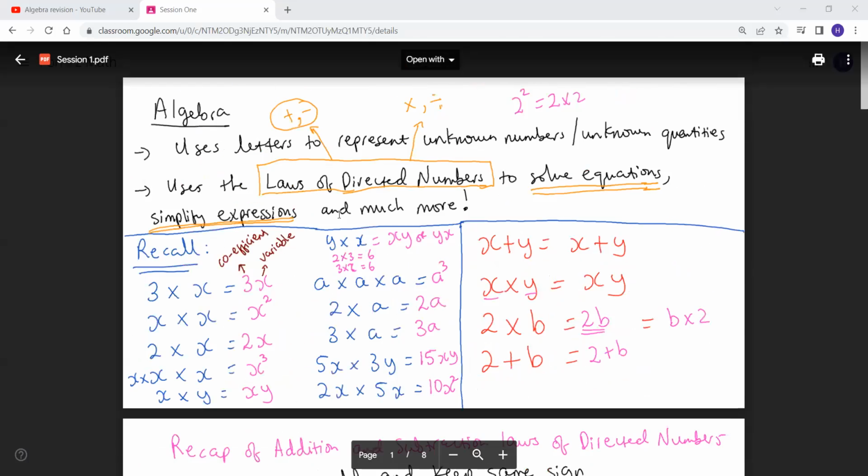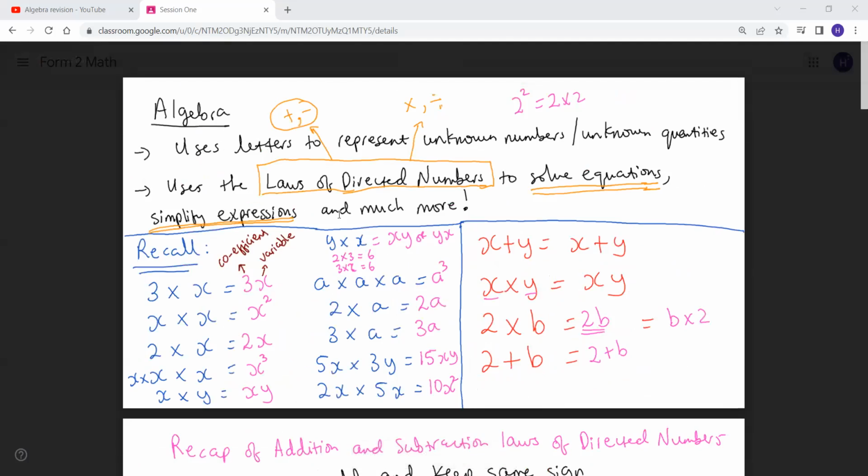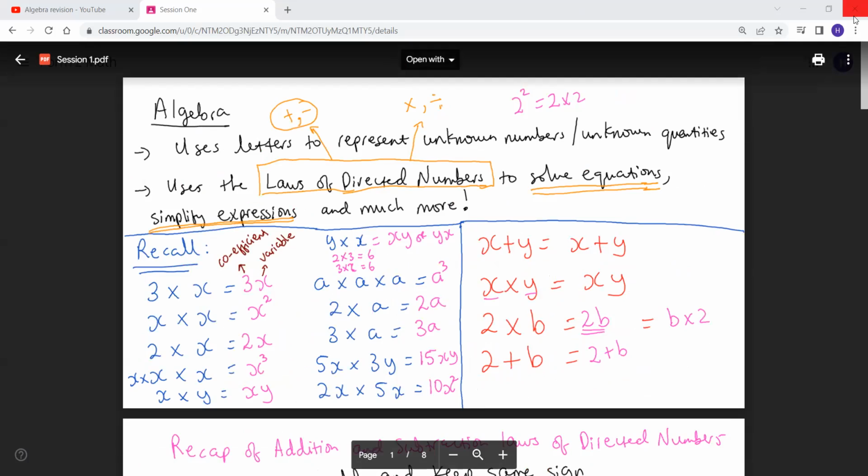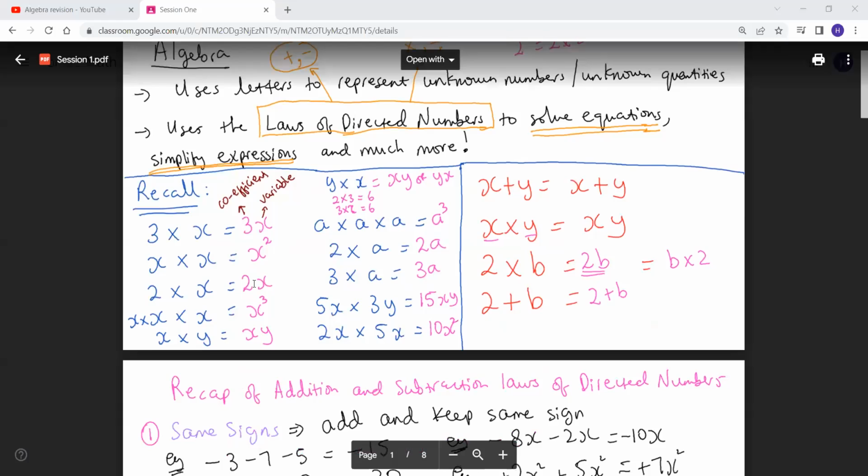Right, so before we go on to any new stuff in algebra, I'd like to do a quick revision of everything we covered last day, right? So last day, we did a revision on algebra, and algebra uses letters to represent unknown numbers or unknown quantities, right? Algebra also uses the laws of directed numbers to either solve equations or to simplify expressions, right? And also much more. But we're focusing on using the laws of directed numbers to solve equations and to simplify expressions, right? Good. We did a recollection of multiplying algebraic terms, right?